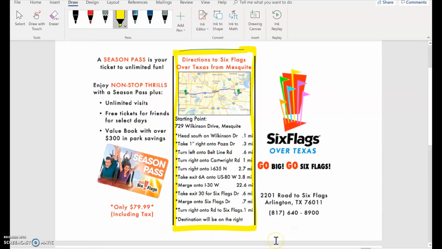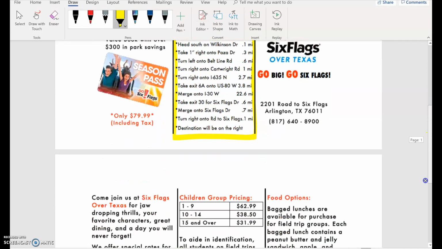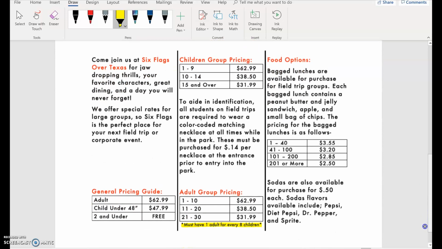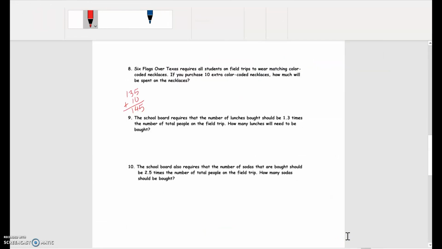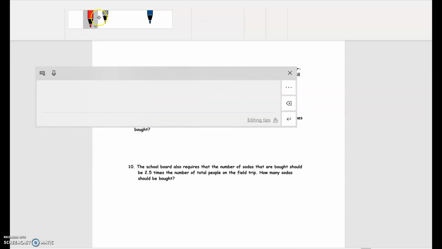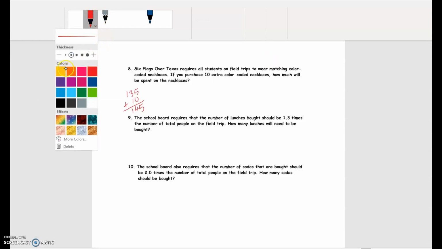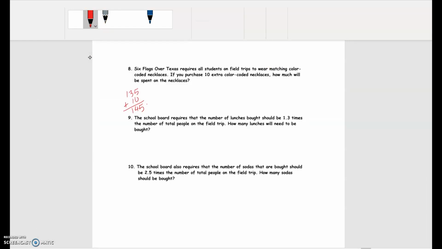Now we're going to look at the information over here and see what it says. It says to aid in identification, all students on field trips are required to wear a color-coded necklace at all times. They must be purchased for 14 cents per necklace. Okay, so we're going to go back over here and multiply that number. Jeez Louise, my computer is like, sorry, stop making videos today. Times 14 cents. So we're going to multiply that times 14 cents to get the cost of necklaces.